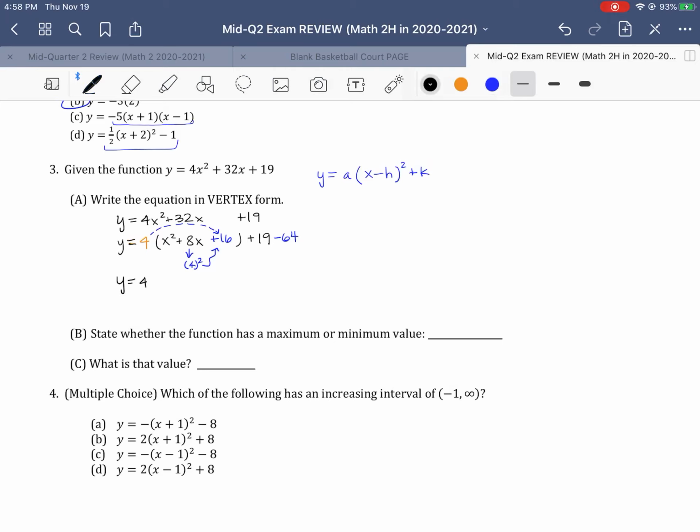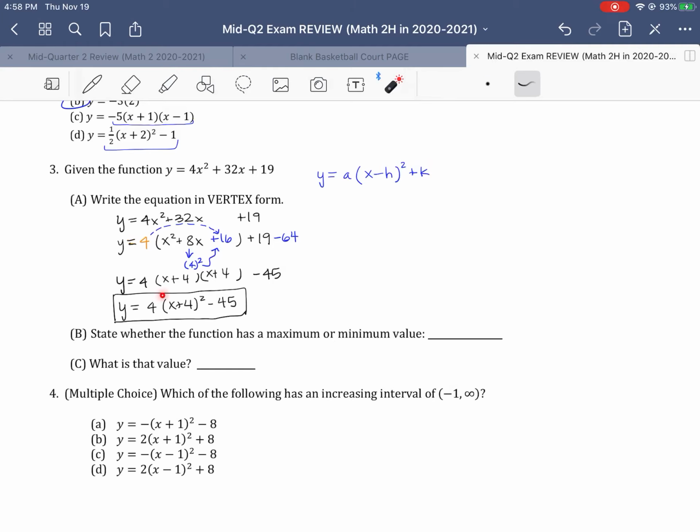So we're going to have y is equal to, again, that 4 just stays out front. We factor the trinomial, and then on the end there, we combine those like terms to get negative 45. So if we factor the trinomial, we get x and x. Everything is positive. Half of 8 would be 4 and 4. That multiplies to 16. So our final vertex form, we put the x plus 4 together, and we subtract 45. So this one is now in vertex form, and then it asks us to state whether it has a max or a min.